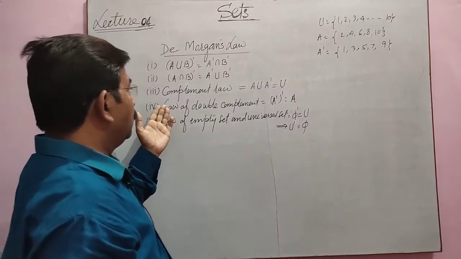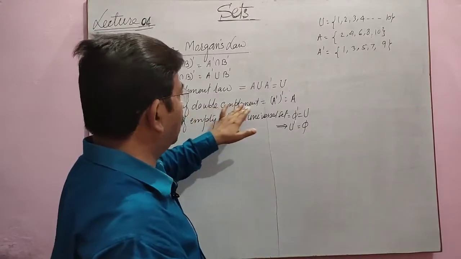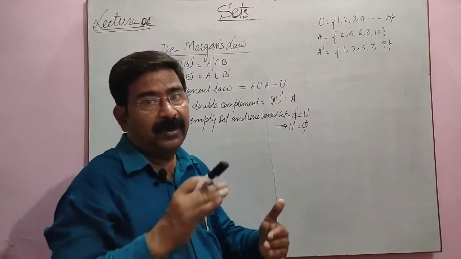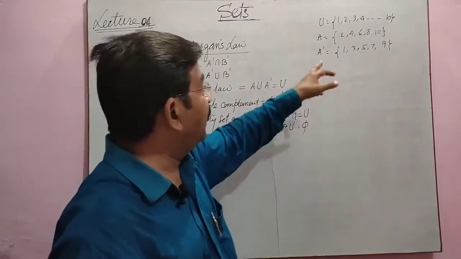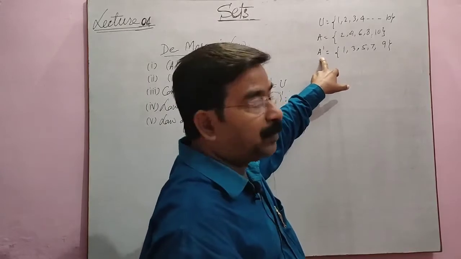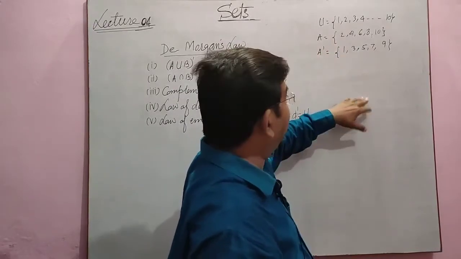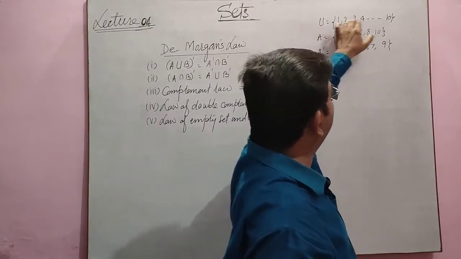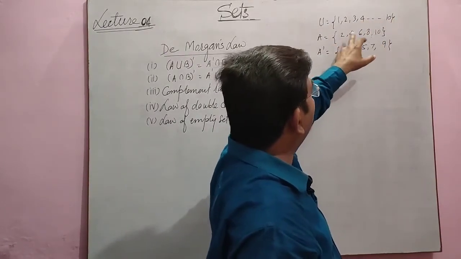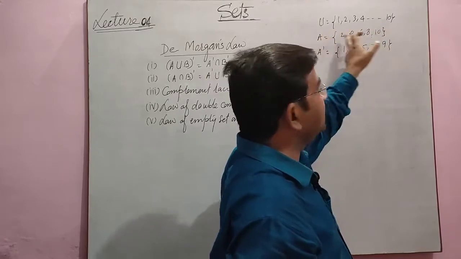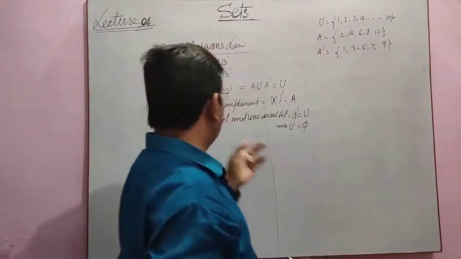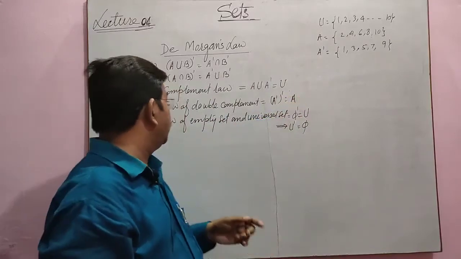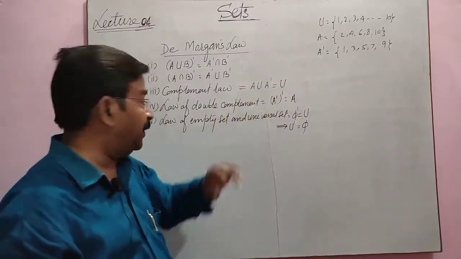Next one is the law of double complement. Yesterday I told this: if we find the complement of a set, like this A dash, the complement of A, and again you find its complement, this will be removed from the universal set. So what we have? 2, 4, 6, 8, 10. That is the set itself. So the complement of the complement of a set is the set itself. This is called the law of double complement.